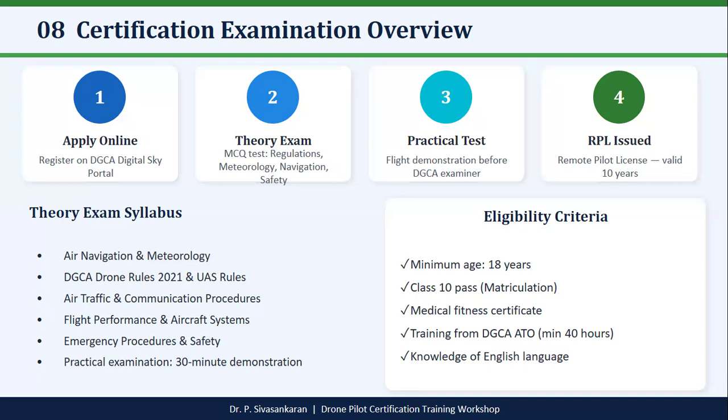Eligibility requirements include minimum age criteria, educational qualifications, medical fitness, and training through an approved Directorate General of Civil Aviation training organization. Certification opens opportunities in commercial drone operations and professional unmanned aerial vehicle services.